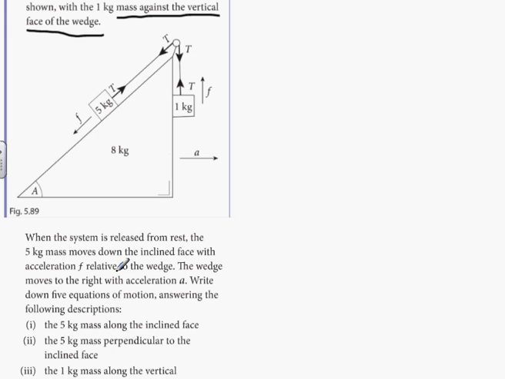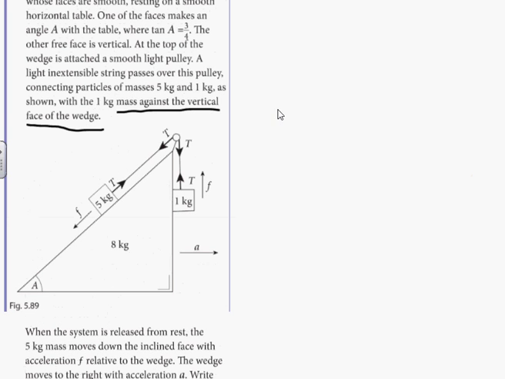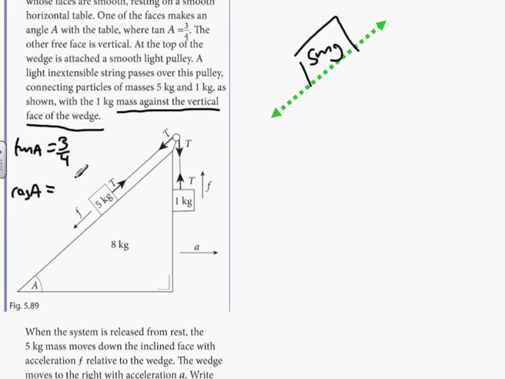Okay, so here's what we're going to do. We're going to draw them out separately starting off. So start off with the 5 kilogram mass. Nothing we haven't done before. Tan A equals 3/4. Cos A, guys, adjacent over hypotenuse, so 4/5. And then sin A, 3/5. Okay, good start.